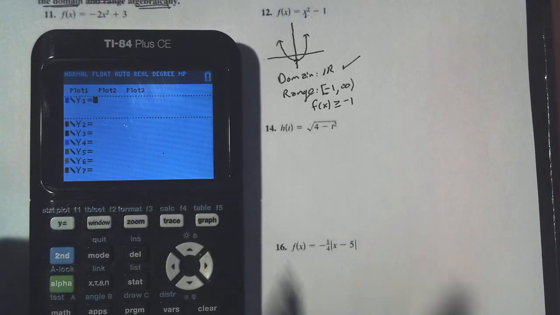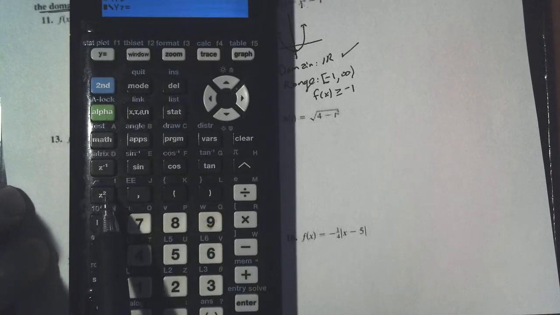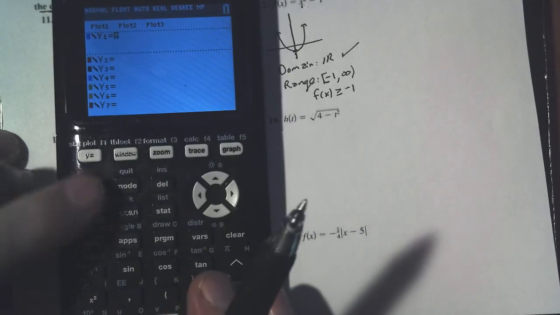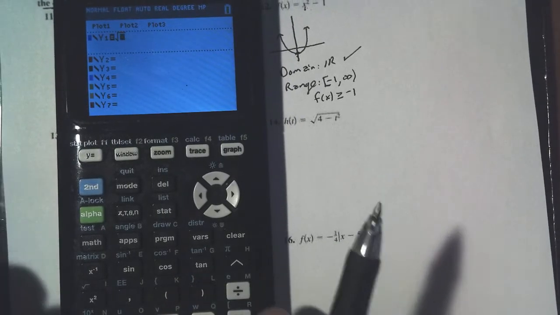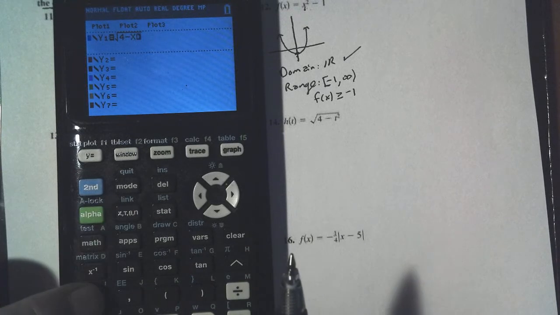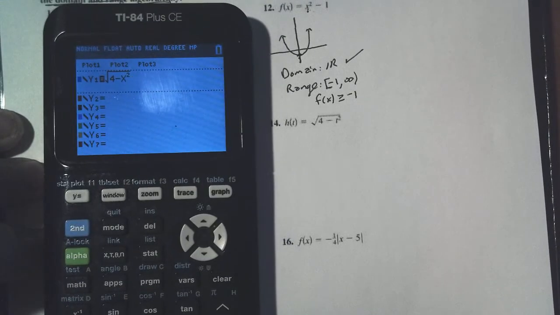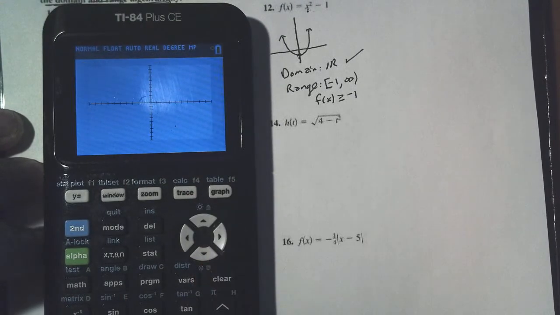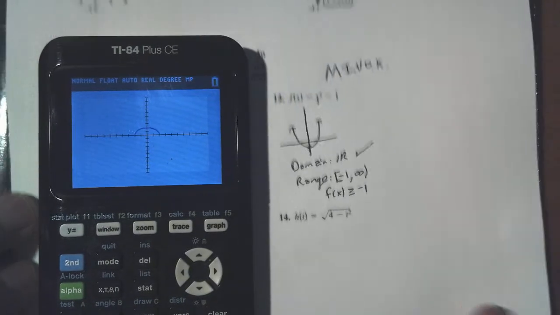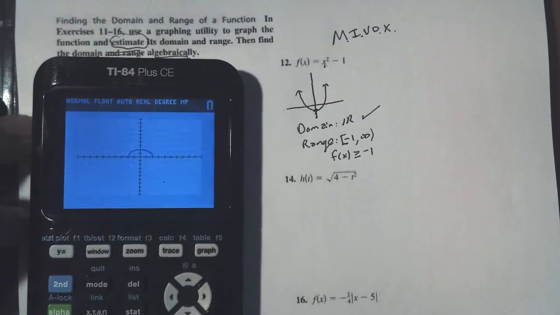Y equals, clear is a nice option. Square root is right here on blue, second x squared. 4 minus x squared. And we'll go ahead and graph that. I'm already in Zoom Standard. Let's see what that looks like. Oh, and I think I mentioned earlier that we're going to have a graph that looks like number 9. Not exactly, but it looks like number 9.